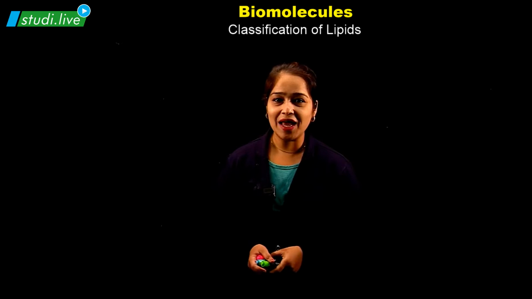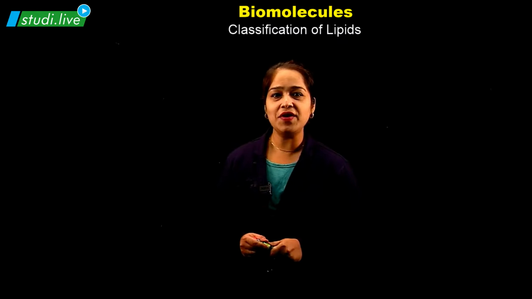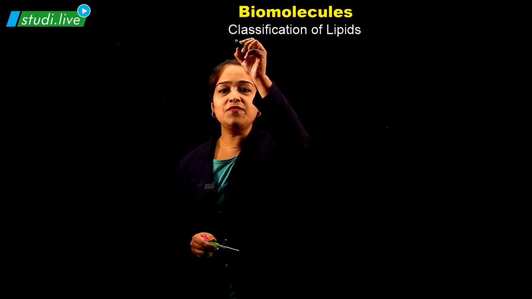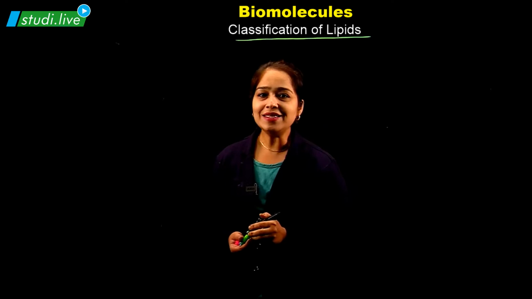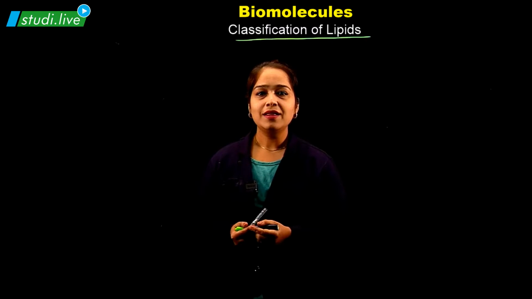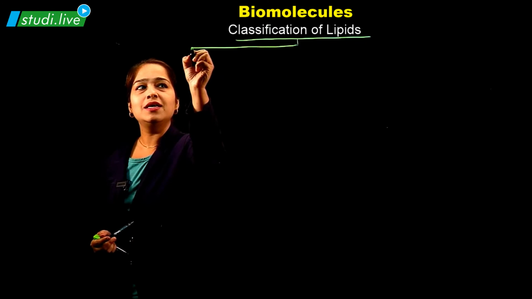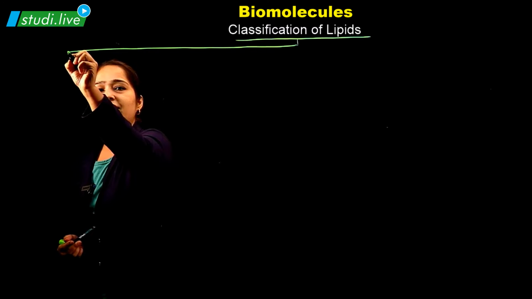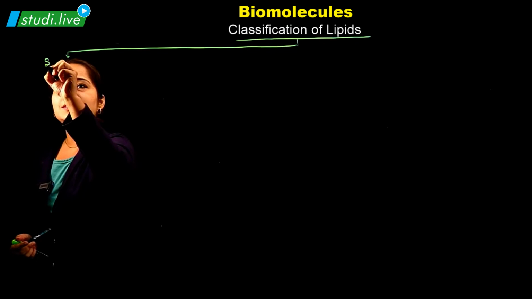Welcome to Study Live. We are seeing the chapter Biomolecules, and in this session we are going to start with the classification of lipids. Now these lipids are classified into three types. They are divided into simple lipids, compound lipids and derived lipids. So first we are going to see about simple lipids.